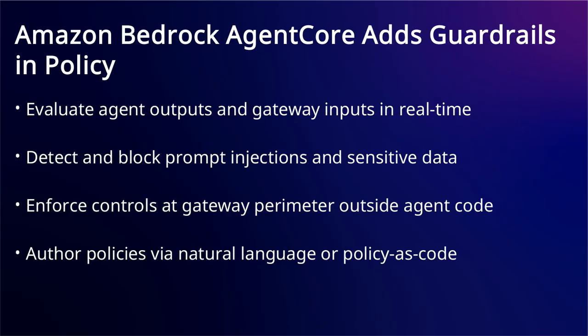When you scale AI agents in production, you face security risks including prompt injection attacks and sensitive data exposure in agent workloads. Amazon Bedrock AgentCore now integrates Bedrock Guardrails into its policy framework to address these challenges. You can evaluate the outputs of every authorized agent action and inputs of every gateway call in real time, detecting and blocking prompt injections, harmful content, and sensitive information before they reach downstream systems. The guardrail results are evaluated at the AgentCore Gateway perimeter, outside the agent code, ensuring consistent enforcement regardless of how autonomous your agents are.